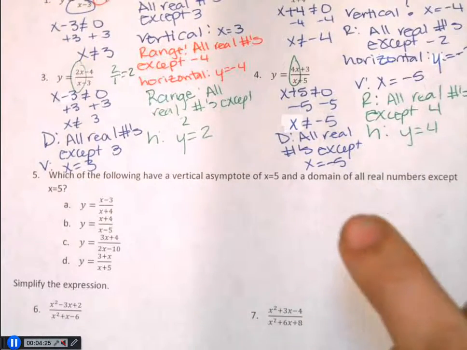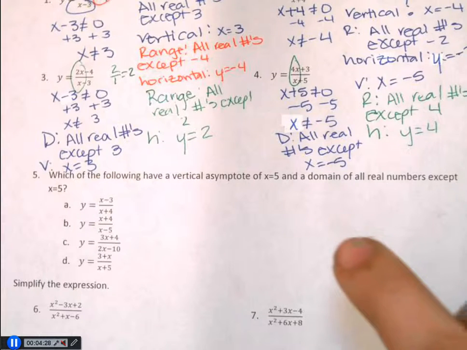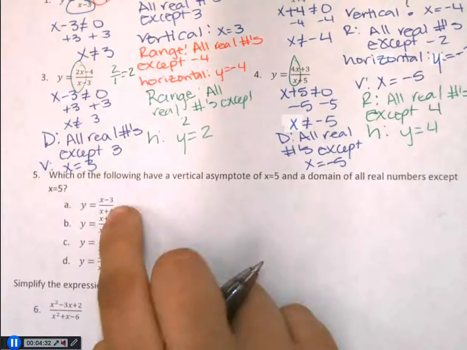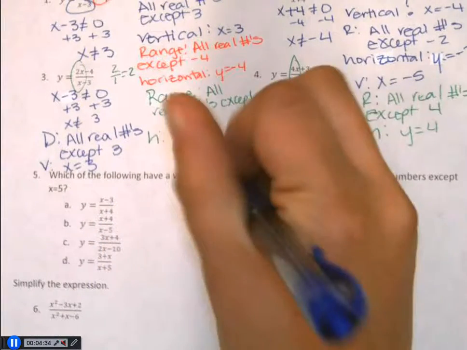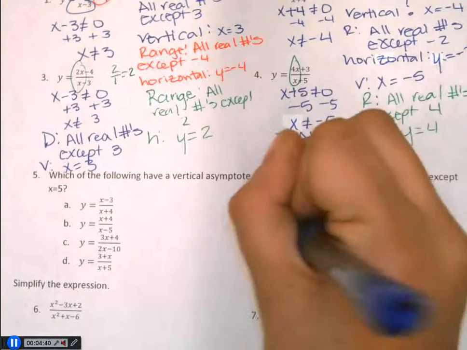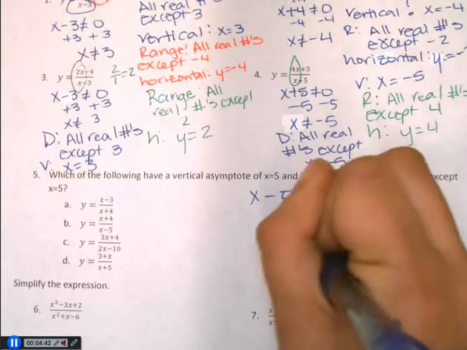Okay, so on number 5, it wants me to figure out which one has a vertical asymptote of 5 and domain of all real numbers except for 5. So I'm looking at my denominator, and I'm looking for something that would actually be x minus 5, or equivalent to that. Because when I solve it, I need it to give me x equals 5.